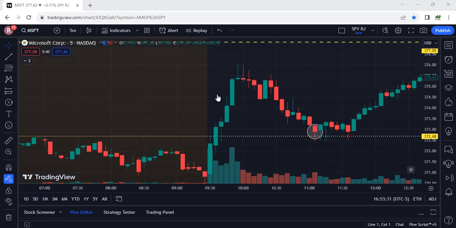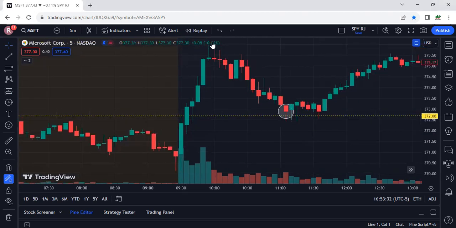Long wick. Now, this is something that I love to tell people too. Just because a candle is red doesn't mean that it is bearish. This candle is actually bullish because it has a long bottom wick. Now, this bottom wick isn't as long as this one, but it has a long bottom wick.